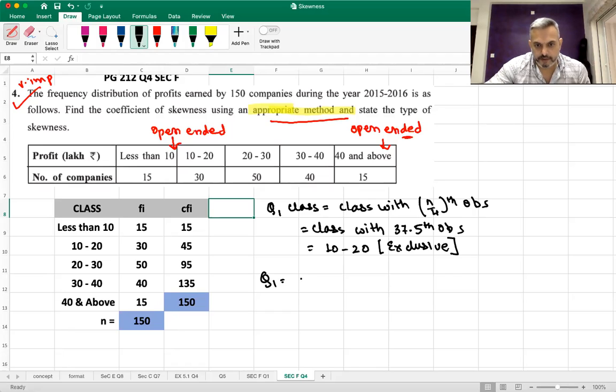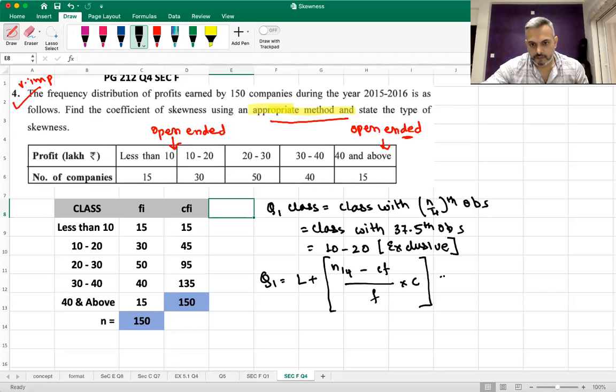So Q1 is equal to L plus N by 4 minus CF upon F into C, which is lower limit 10 plus N by 4 is 37.5 minus CF, the cumulative frequency of the class preceding, that is 15, upon the frequency of the Q1 class, that is 30, into class length, which is 10.